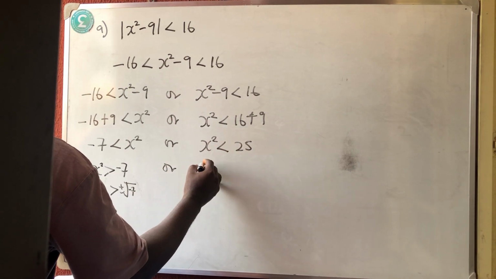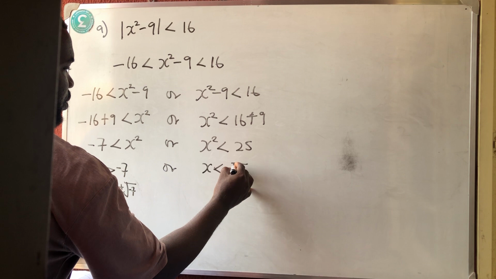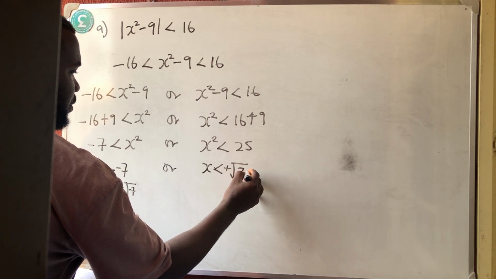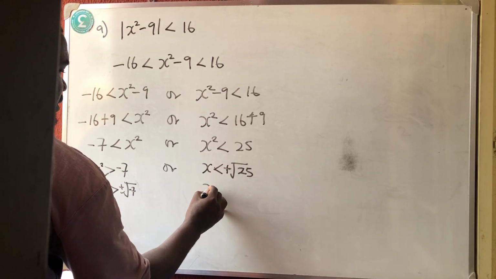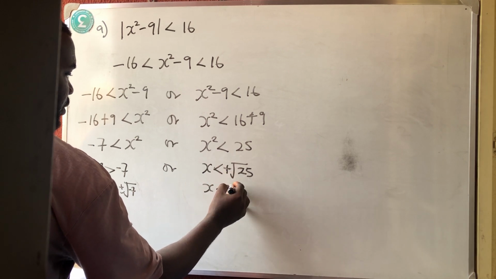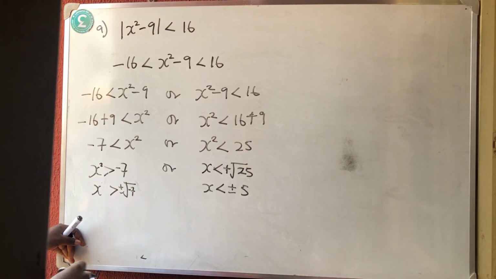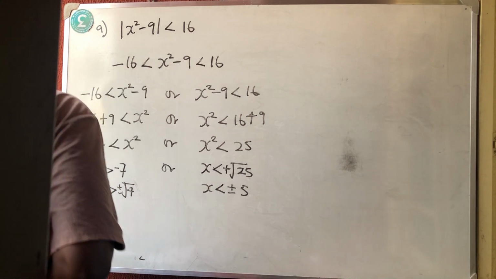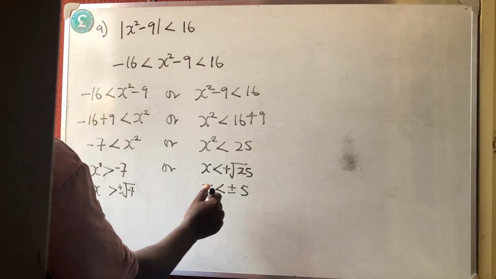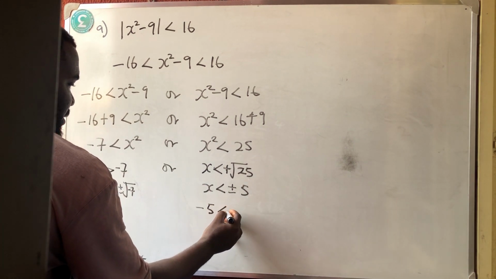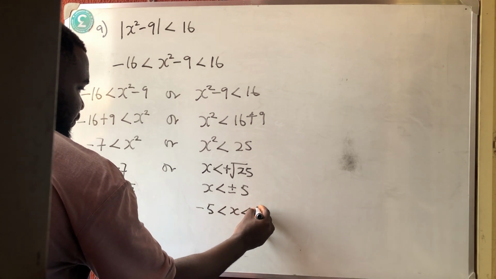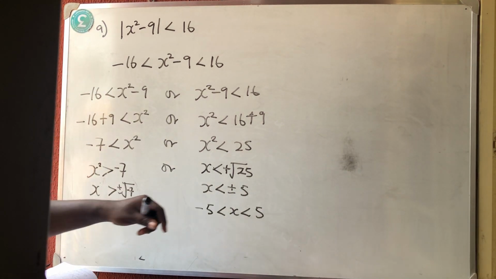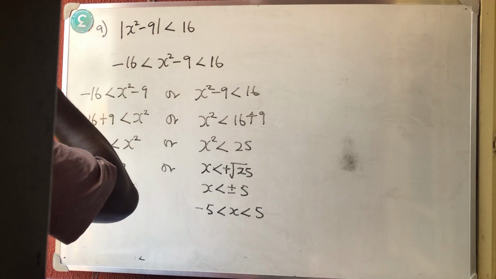So what I'm focusing on is here. So I'm having that x is less than the square root, plus or minus, of what? 25. So I'm having that what? That x is less than what? Plus or minus 5. So that is that. Okay. So how do we put it now? To put it now is going to be that minus 5 is less than x, which is less than what? 5. Okay, because x is less than 5, and so that is that.